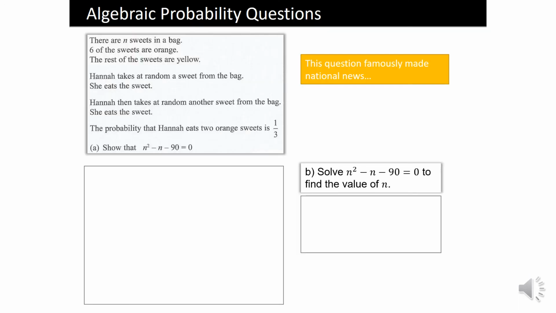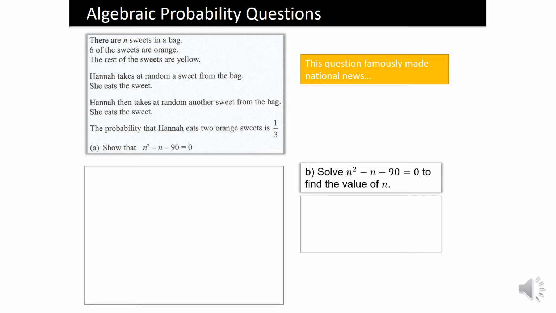So there's n sweets in a bag, 6 of the sweets are orange and the rest of the sweets are yellow. Hannah takes at random a sweet from the bag, she eats the sweet, and Hannah then takes at random another sweet and eats that one. The probability that she eats 2 orange sweets is 1/3. Show that n squared minus n minus 90 equals 0.